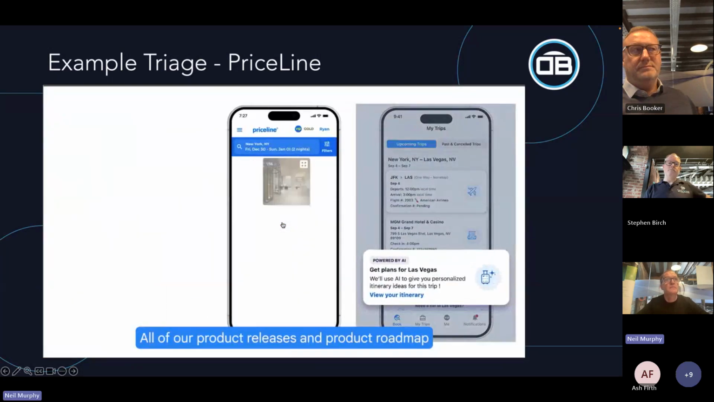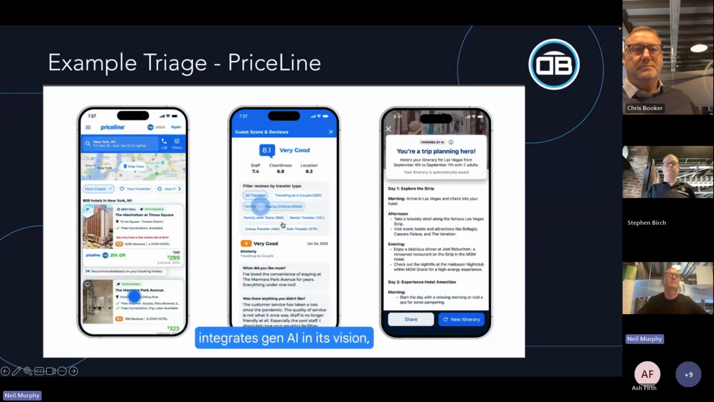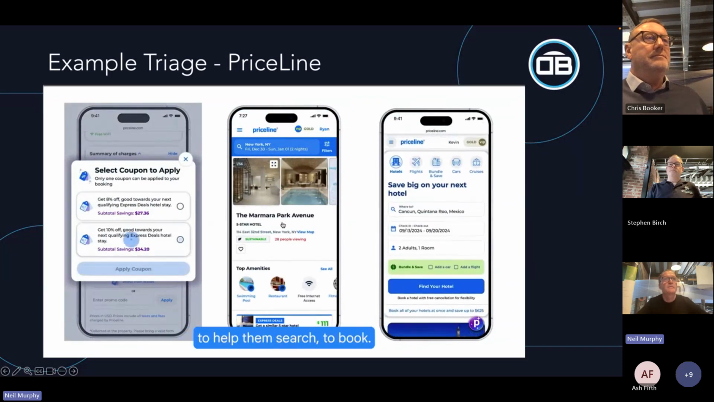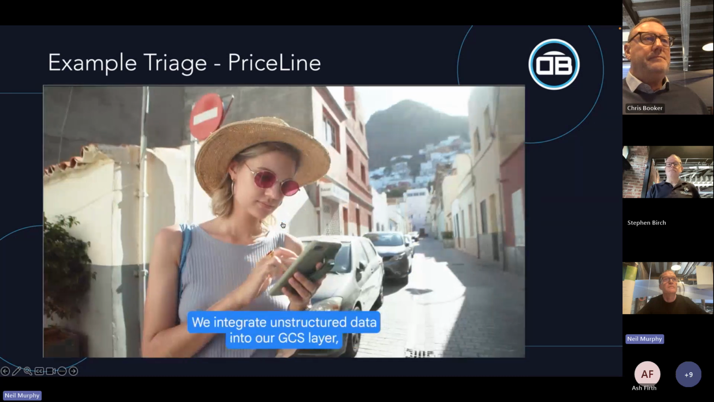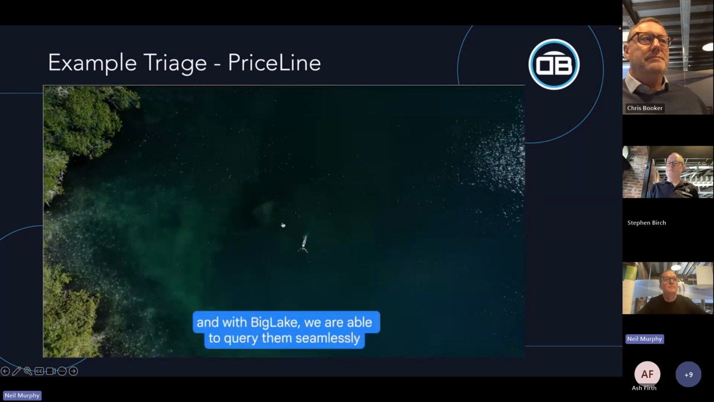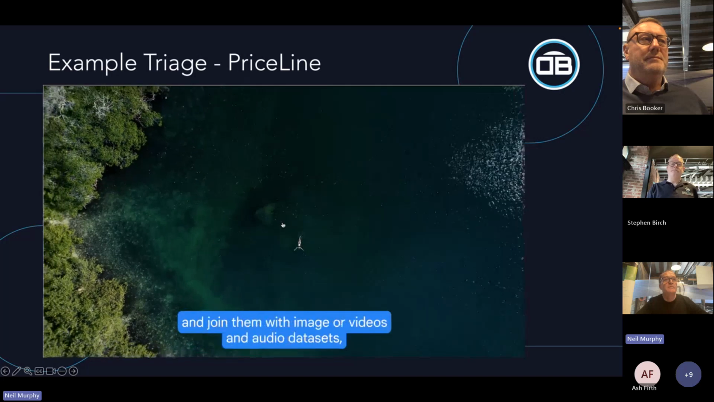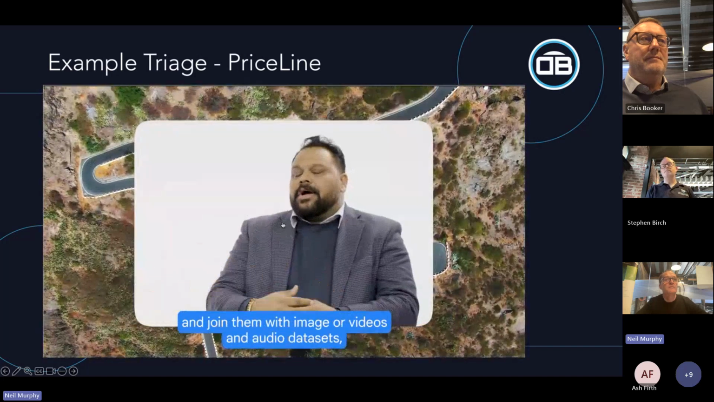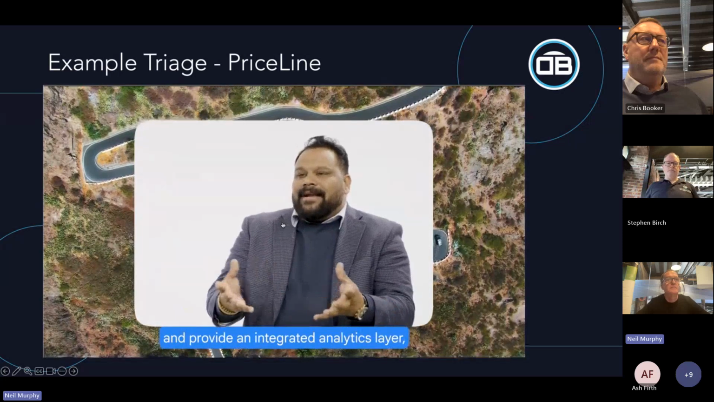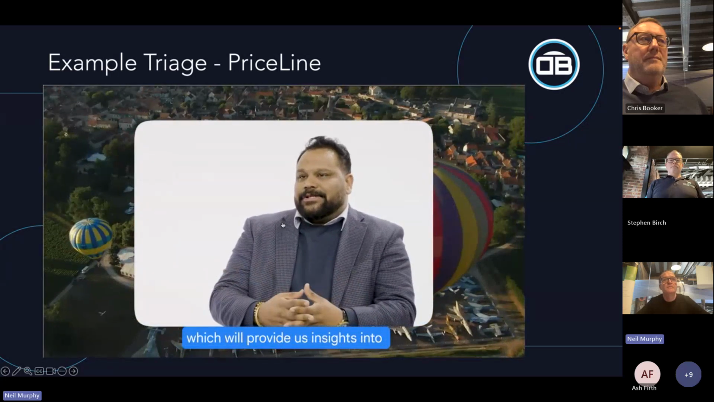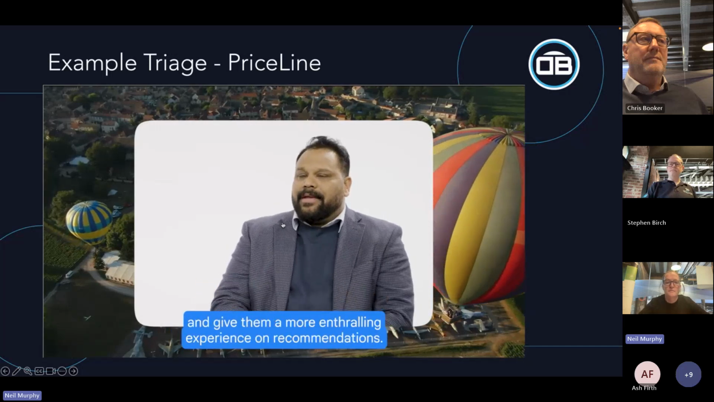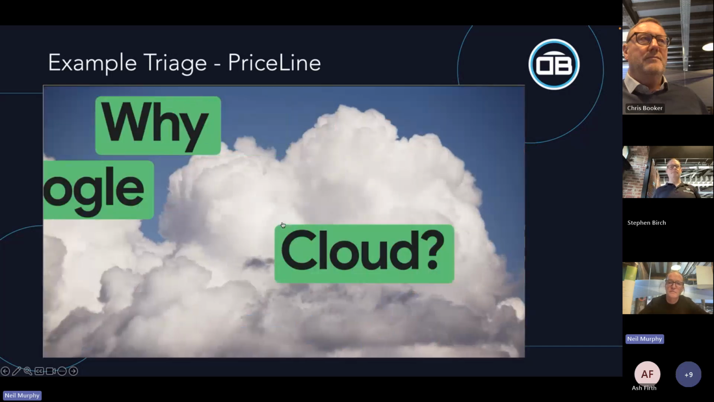All of our product releases and product roadmap integrate Gen AI in their vision, from how we engage with the customers to help them search, to book. We integrate unstructured data into our GCS layer, and with BigLake, we are able to query it seamlessly and join it with image, video and audio data sets, and provide an integrated analytics layer, which will provide us insights into how we want to personalize the recommendations for our customers and give them a more thrilling experience on recommendations.